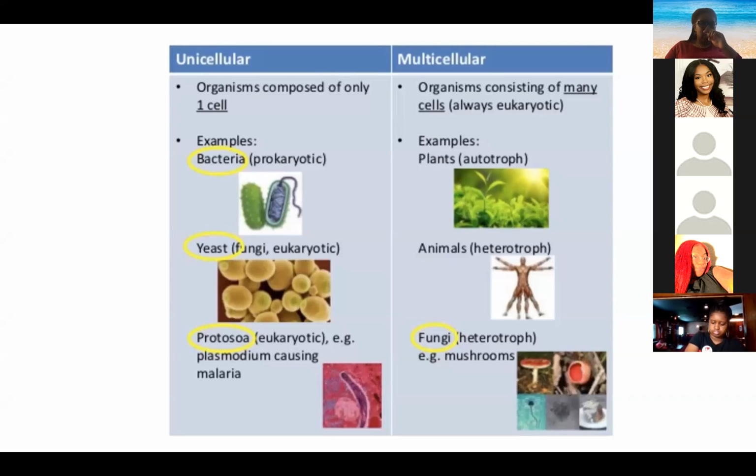Organisms that are composed of only one cell, we refer to them as unicellular organisms. Examples include bacteria, yeast, and protozoa. Multicellular organisms consist of many cells. These are always going to be eukaryotic cells. And when we get, I think in another slide or two, we'll talk about the broad classification of organisms as either eukaryotic or prokaryotic.